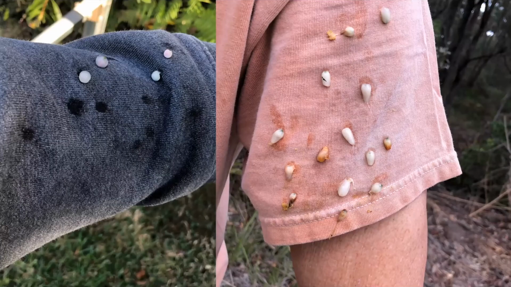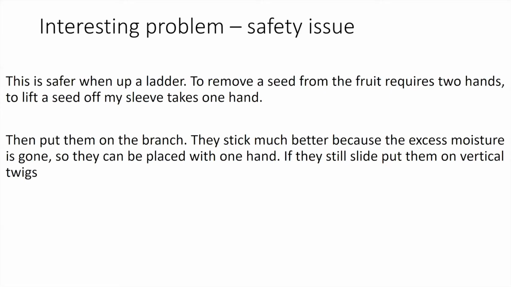Long sleeve shirt, short sleeve shirt, squeeze them all out and the shirt absorbs all the moisture. And then I climb up the tree and I just pick them off and put them on a branch and they stick really well. So that's the way to do it. They may still slide a bit, but it's just so much safer. One arm's holding onto the branch, the other arm's putting out mistletoe seeds.